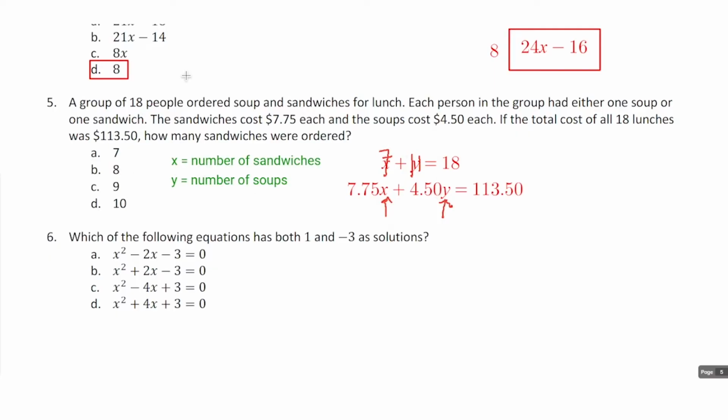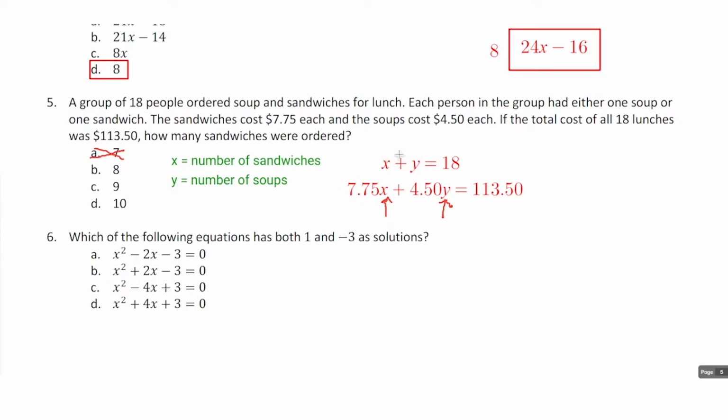So $7.75 times 7 plus $4.50 times 11, that equals $103.75. So that's not what we're looking for. We want it to be 113.50. So we know the answer is not A. So let's try a couple of different numbers here.